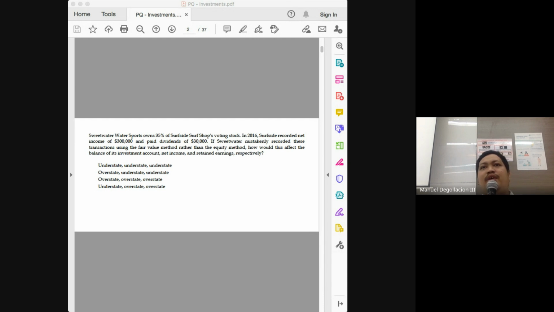The difference now is on the account to be credited. Under the equity method, we're supposed to credit the investment account. But under the fair value model, what account will be credited? You will now treat the cash not as a withdrawal, but as a source of income. So under the fair value model, every time you receive cash, it would be credited to dividend income.